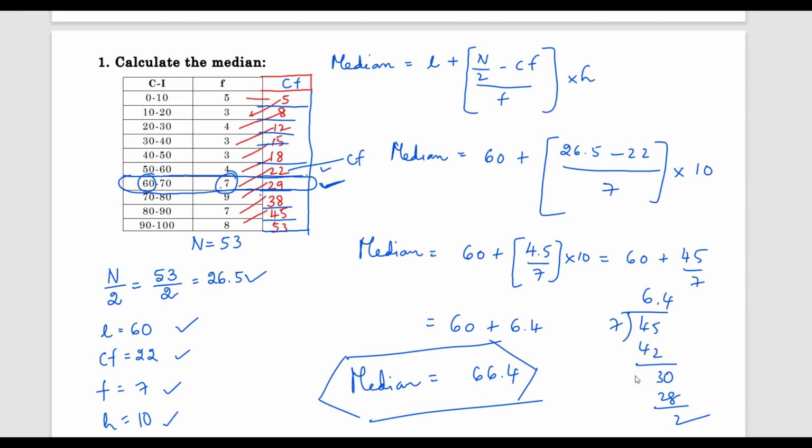First step is learn the formula. Next, find the N by 2 value and find between which cumulative frequencies 26.5 lies. After that, mark the median class, find the lower limit, CF and F, then the class size H, substitute and simplify, and you get the answer.